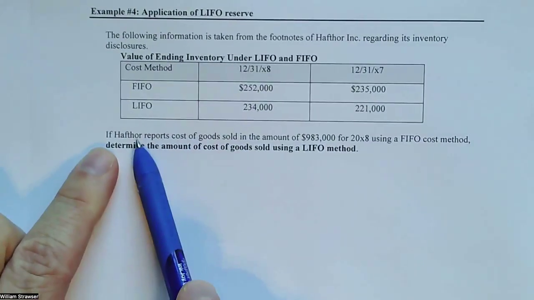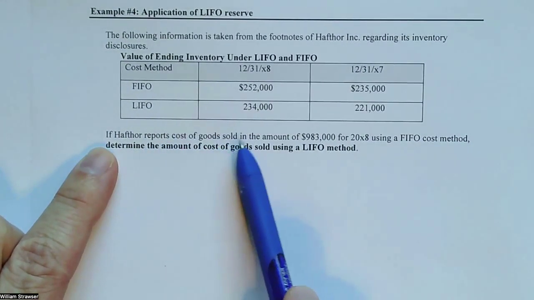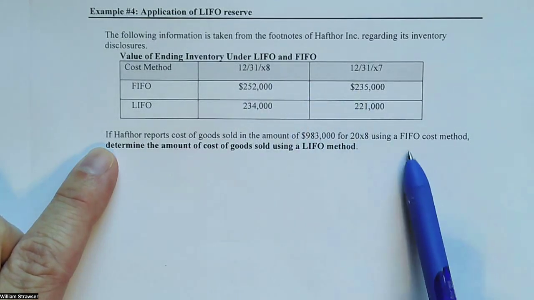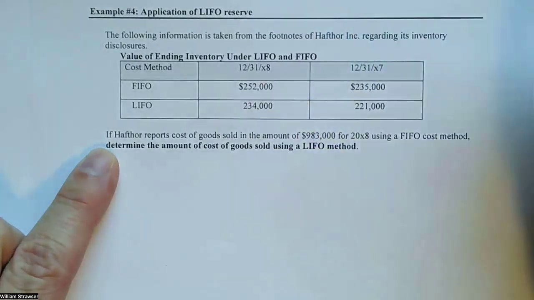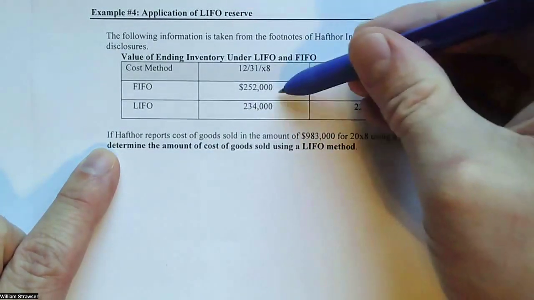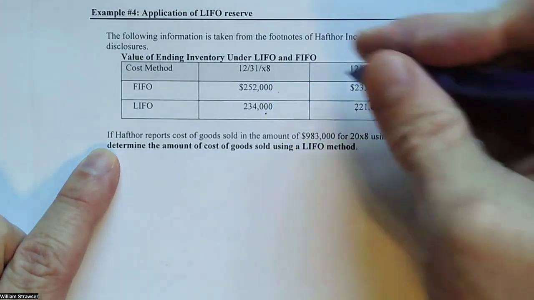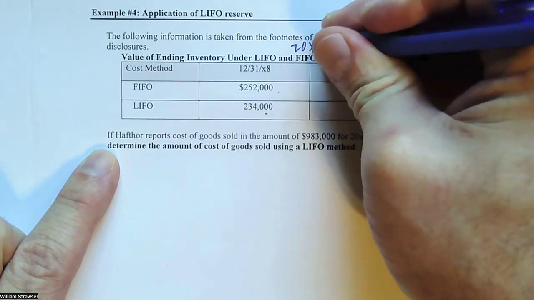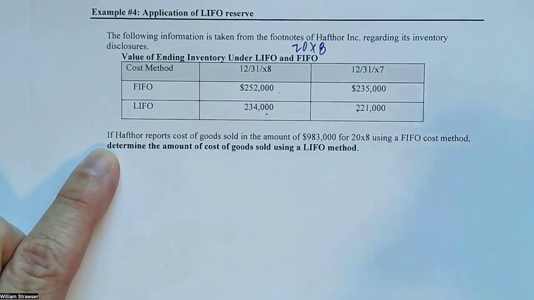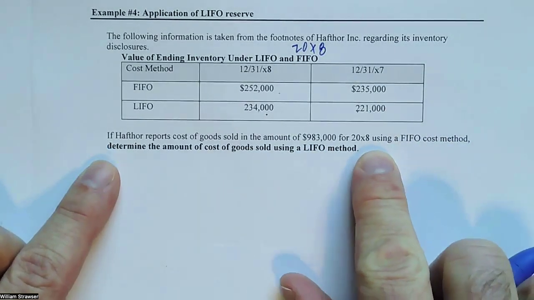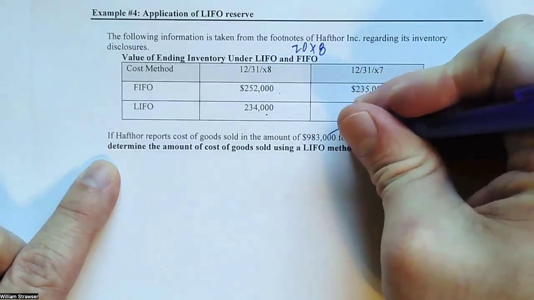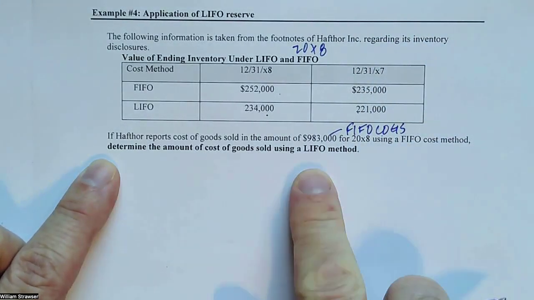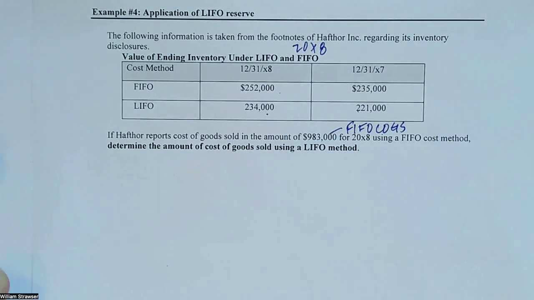And then it also gives me a little information. It says that they report cost of goods sold in the amount of 983,000 during the year 20x8 using a FIFO cost method. So of course, recognize that these two values are bookends for the year 20x8. That means the year 20x8 happened between these two endpoints, so we're getting that income effect between the two balances. And that's using a FIFO cost method, so that's FIFO COGS. It asked me to determine LIFO cost of goods sold.